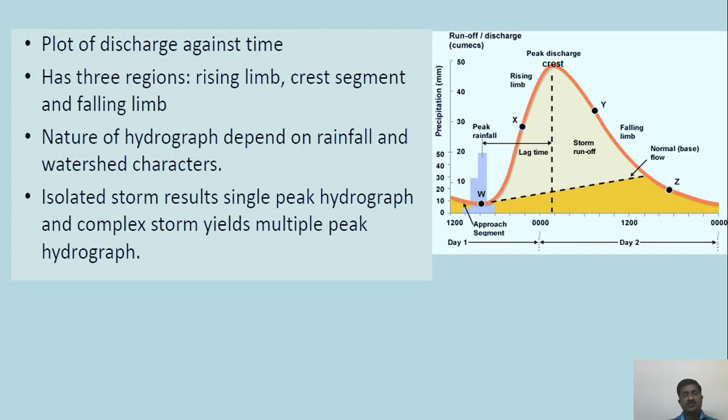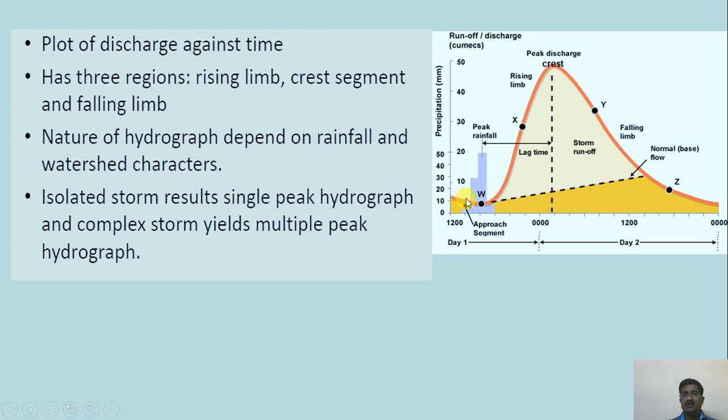Now what is actually a hydrograph? You can see here this graph is plotted. This portion, these bars, is plotted against precipitation or rainfall in mm and time on the x-axis. But this curve is called a hydrograph, and it is plotted against runoff or discharge in cubic meters per second against the time.